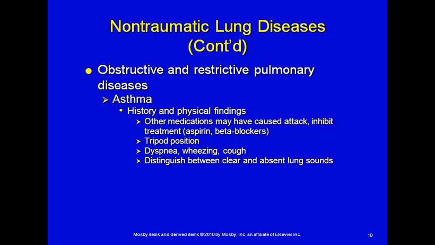And sometimes it is helpful if we establish an IV and give some fluid boluses to help loosen up that mucus. We're also hoping that the nebulized treatment, that additional moisture that they're breathing in, helps loosen up that mucus as well.